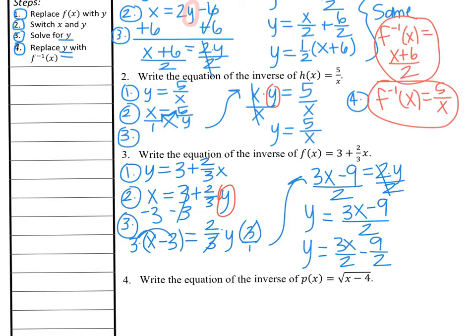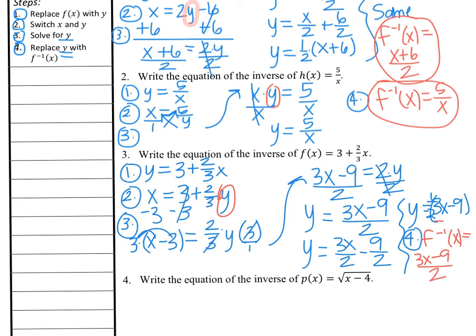Or a third way would be y equals 3x minus 9 in parentheses times 1/2 with the 1/2 in the front. Oops, that kind of got squished in there. But it should be 1/2 in the front with parentheses 3x minus 9. Okay, and then step 4 is to rewrite with f inverse. So f inverse x equals, just choose one of the 3 ways, 3x minus 9 over 2.